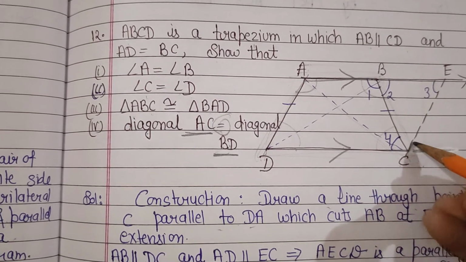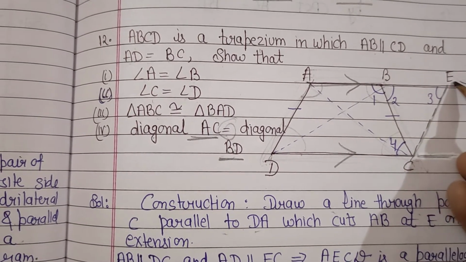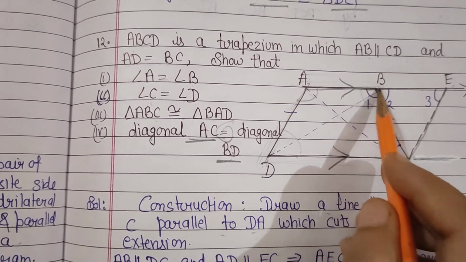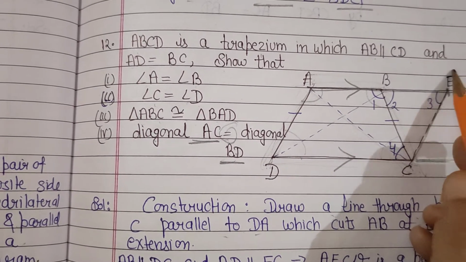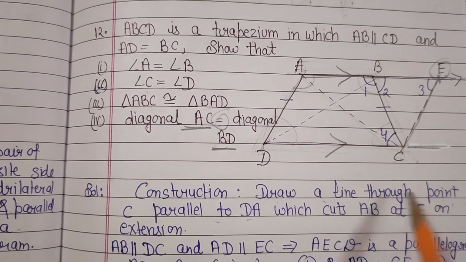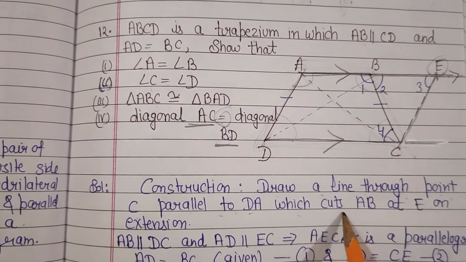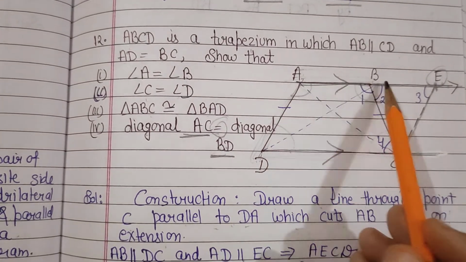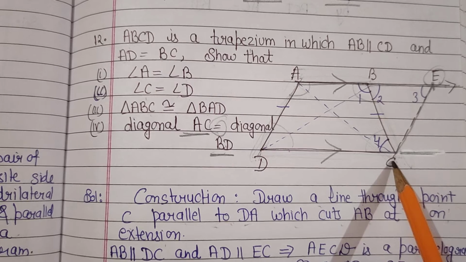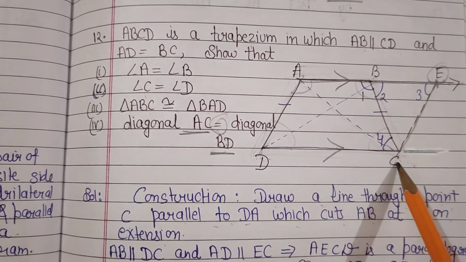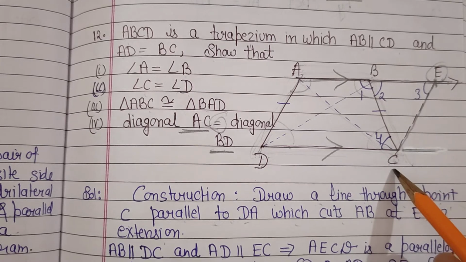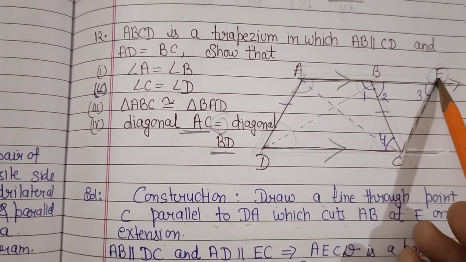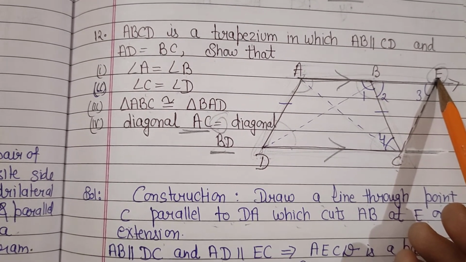From here, I am drawing a line CE which is parallel to DA, and on extending AB, it is intersecting that line at point E. So, draw a line through the point C which is parallel to DA which cuts AB at E on extension. Now, see carefully. AB was already parallel to DC. We can say AE is parallel to DC and AD is parallel to EC. It is by construction. So, the opposite sides of a quadrilateral are parallel. So, we can say this is a parallelogram.